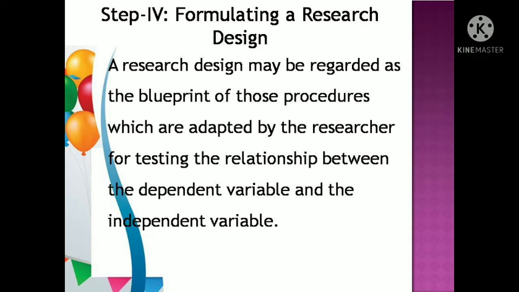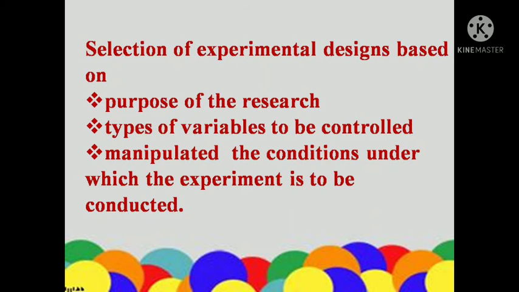Step 4. Formulating research design. A research design may be regarded as the blueprint of those procedures which are adopted by the researcher for testing the relationship between the dependent variable and the independent variable. Selection of experimental design is based on the purpose of the research, the types of variables to be controlled and manipulated, and the conditions under which the experiment is to be conducted.